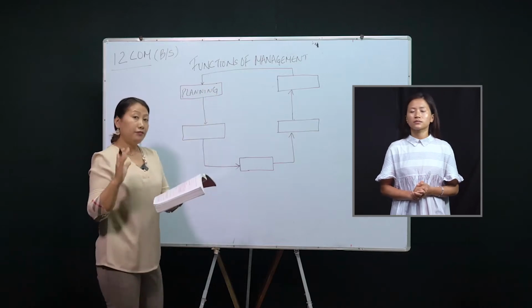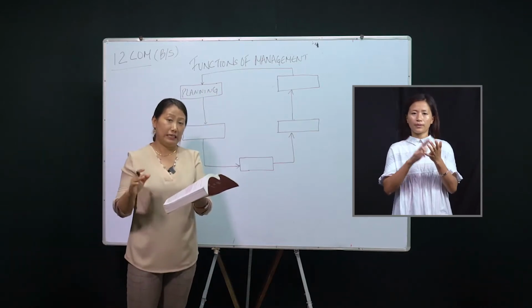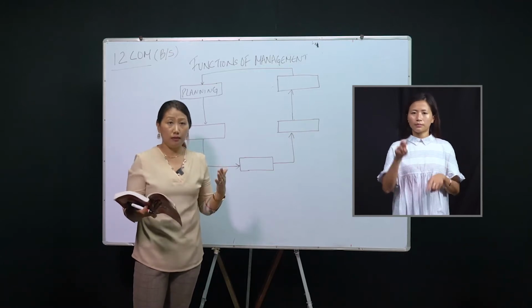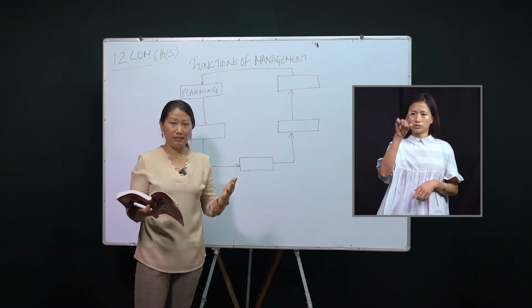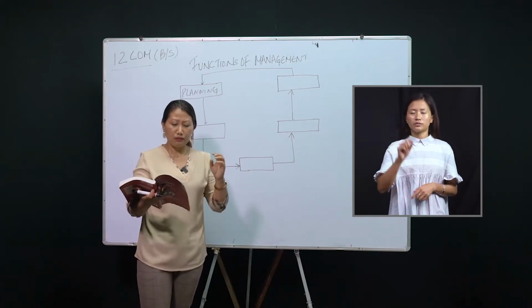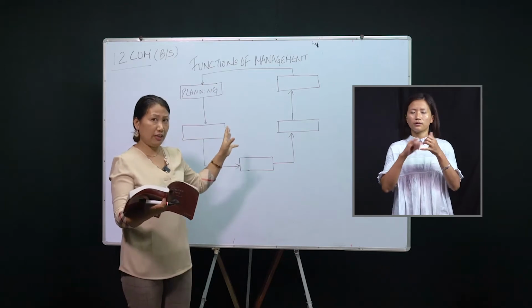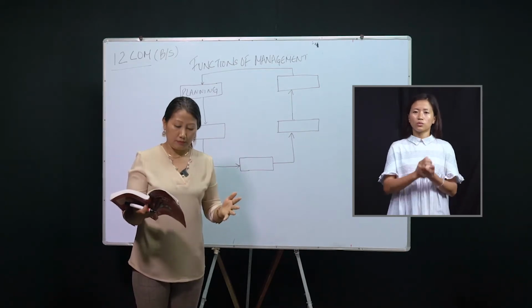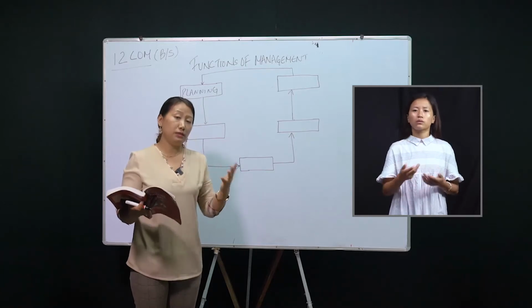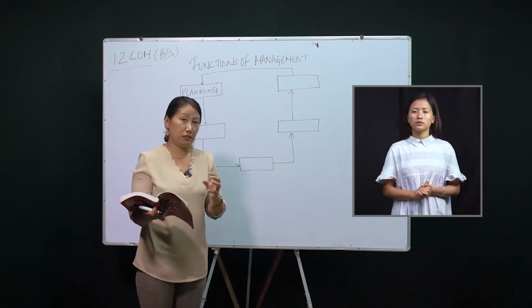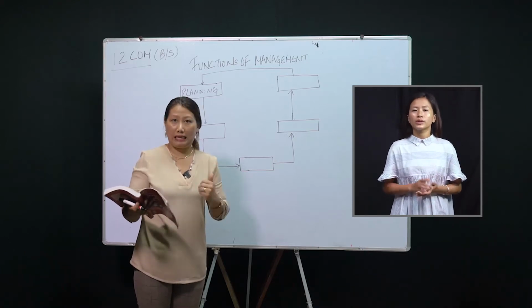The first primary function of management is planning. Now, when we say planning, planning means what? Thinking before doing, isn't it? Planning is thinking before doing. The basic function involves deciding in advance what is to be done, how it is to be done, where it is to be done, and by whom it is to be done. These are the questions which have to be planned in advance.